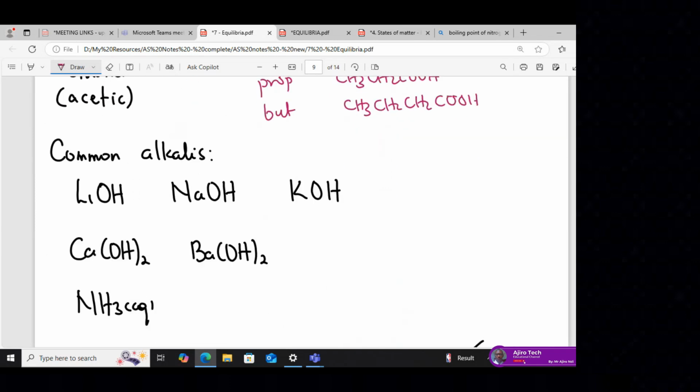Can you read them? You are going to tell me their common names. Alkali: lithium hydroxide, sodium hydroxide, potassium hydroxide, calcium hydroxide, barium hydroxide, and ammonia.